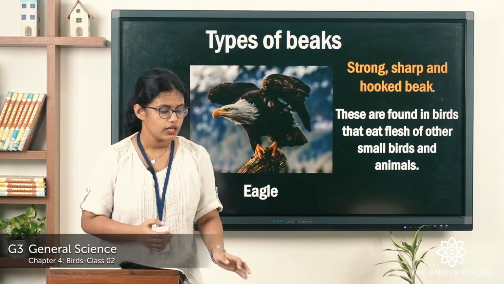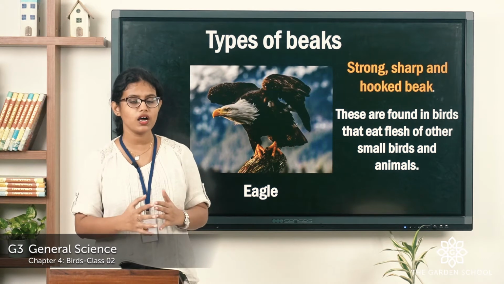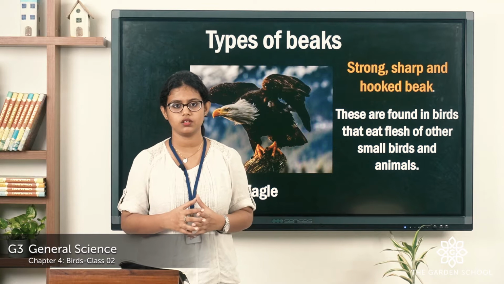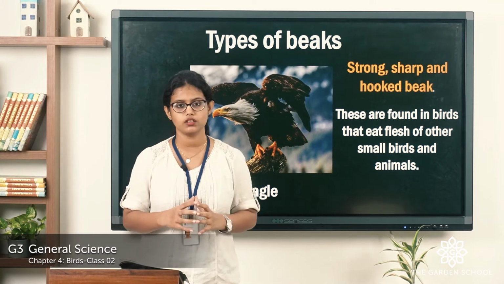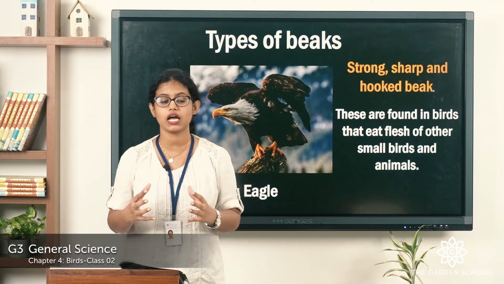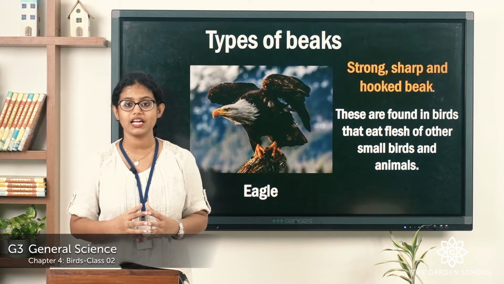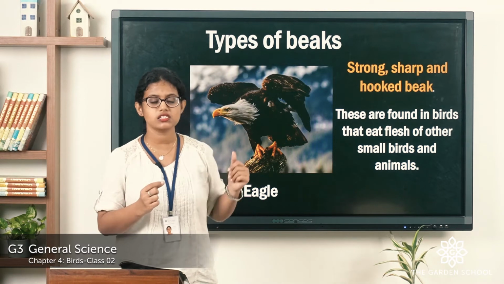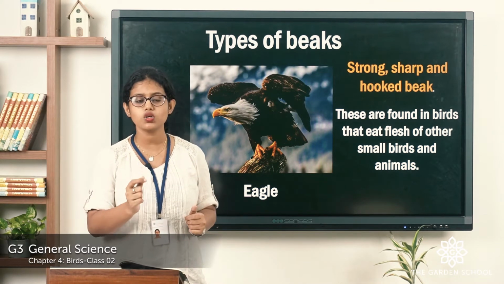Okay, coming to the first one. Birds with strong, sharp and hooked beak. You have to see hooked beak. So which all birds have this kind of beaks? Birds like the vulture, eagle. You can see the picture of the eagle and see the beak of the eagle. It has a hooked beak.